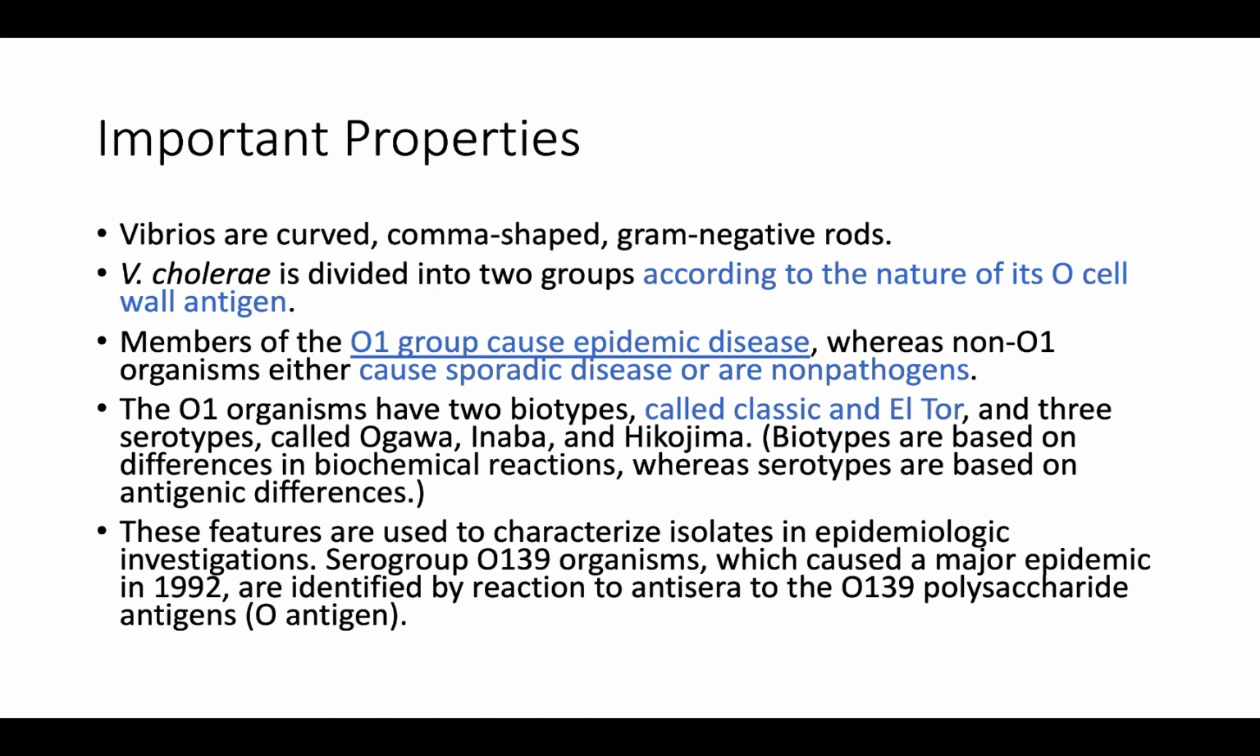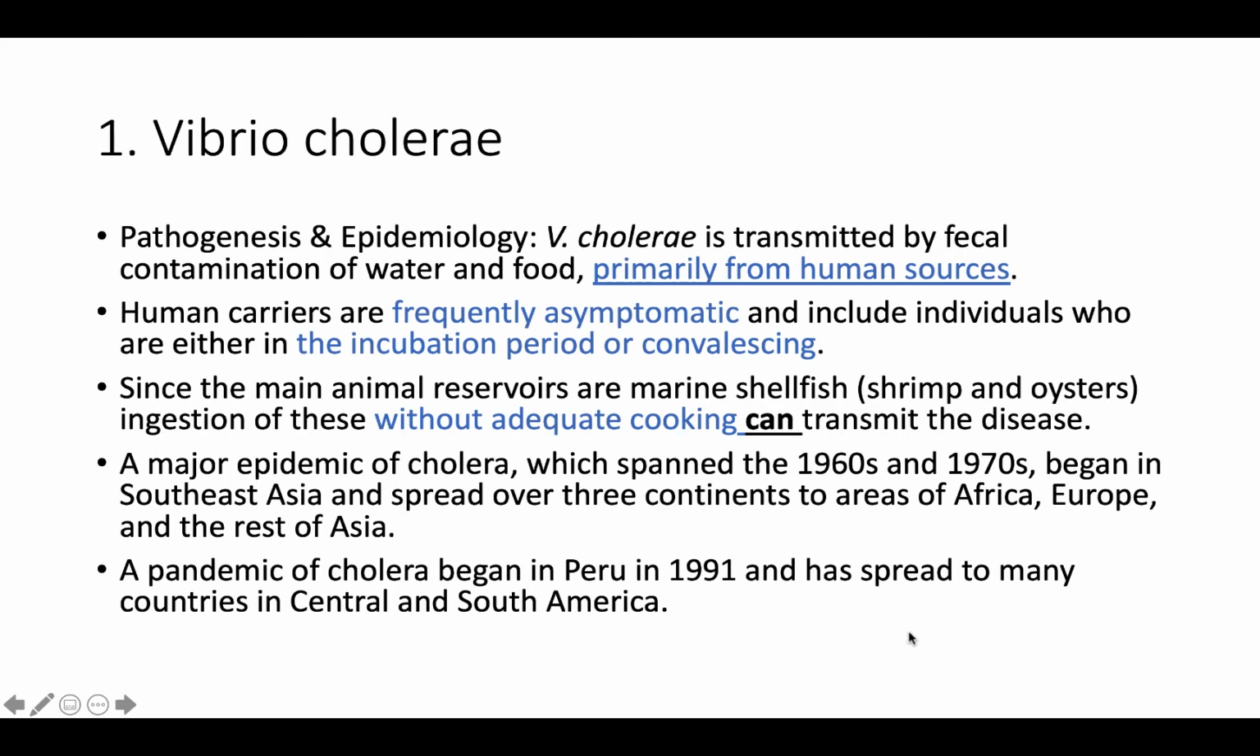We're just mentioning them. These features are used to characterize them for epidemiologic investigations. Why do we need to know this? If I have an epidemic, I want to know whether it is a pathogen or non-pathogen, and which one of the O groups, so I can trace its origin.